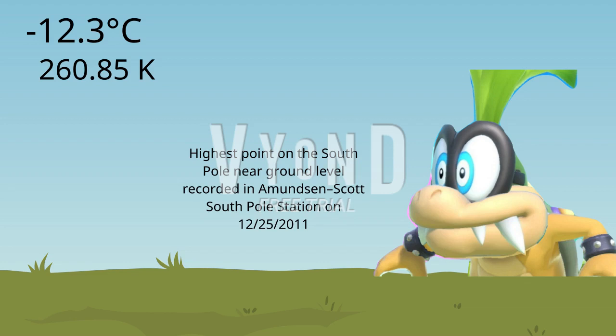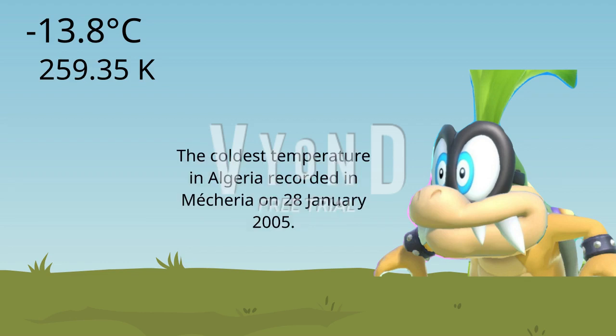The highest point at the South Pole near ground level is -12.3 degrees Celsius, or 260.85 Kelvin, recorded in Amundsen-Scott South Pole Station on the 25th of December 2011. The coldest temperature in Algeria is -13.8 degrees Celsius, or 259.35 Kelvin, recorded in Mekaria on the 28th of January 2005.